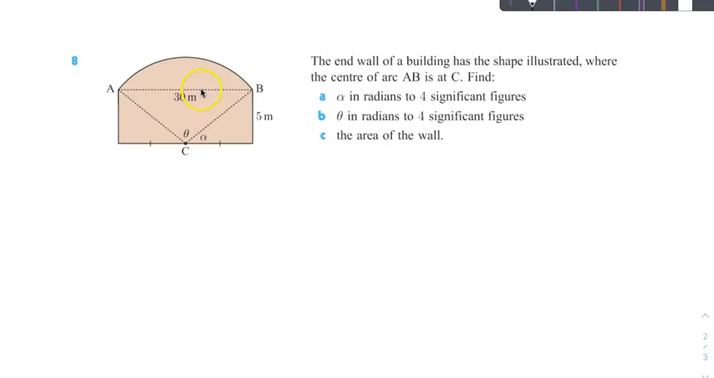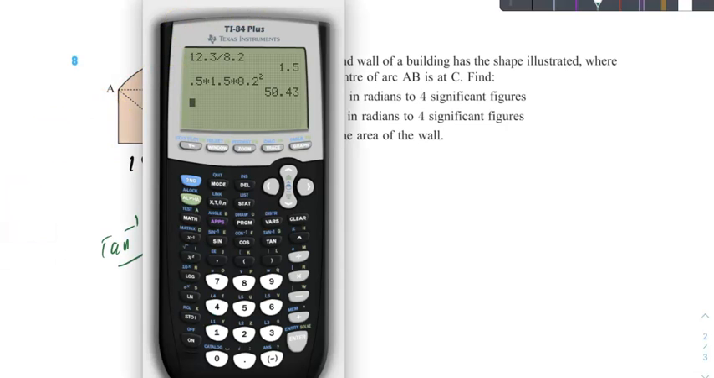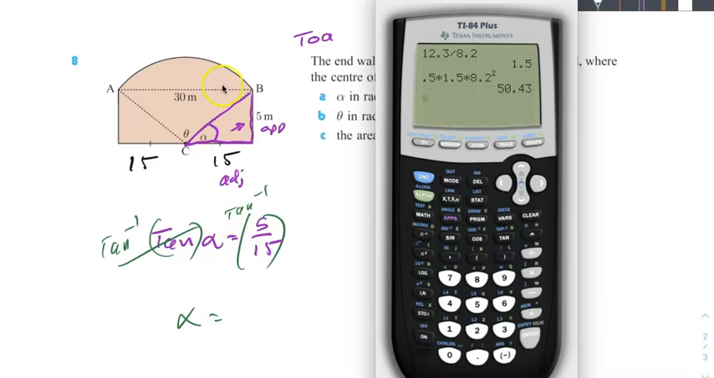Look at here, this is 30, so this must be 15 and 15. If I'm just looking for alpha, I can use this triangle right here. There's alpha, so this will be opposite over adjacent, which gets me 5 over 15, because TOA. So tan of alpha equals 5/15. We're going to do arctan on both sides. I get alpha equals arctan of 5/15. I'm going to use my calculator for that. We're keeping it in radians, because we need it for the math.